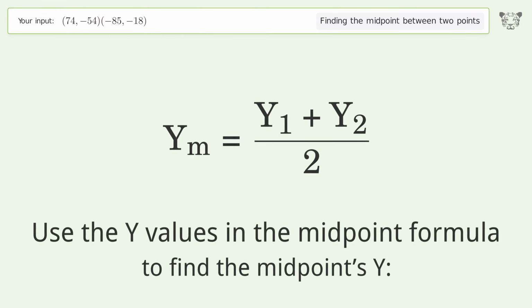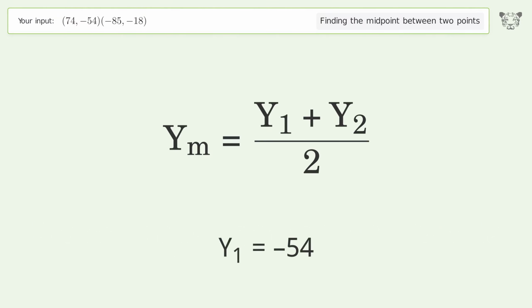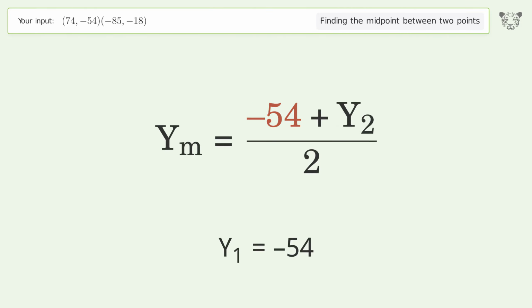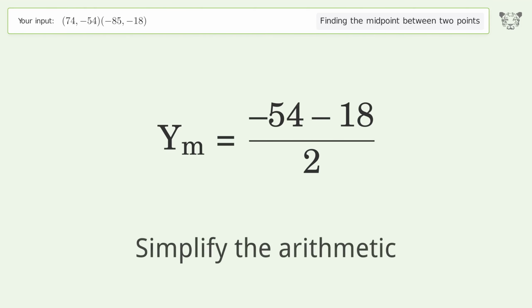Use the y values in the midpoint formula to find the midpoint's y. y1 equals -54. y2 equals -18. Simplify the arithmetic.